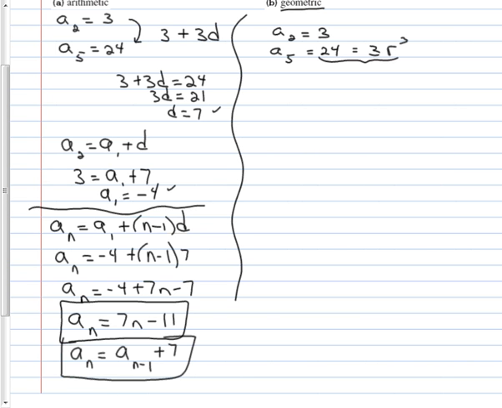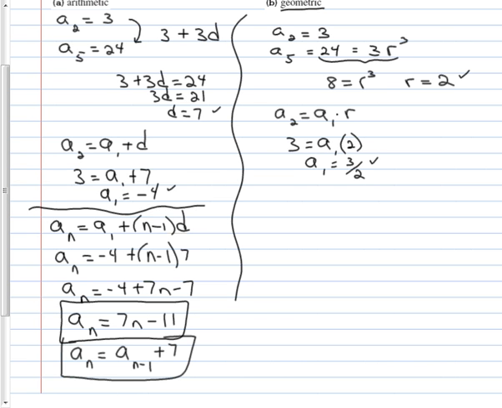So if I solve that, then 8 equals r cubed, and r must be 2, the cube root of 8. My common ratio must be 2. I'm going to use the same idea to get back to my first term. My second term would be the first term times the common ratio. So if my second term is 3, it's my first term times 2. So what was my first term? 3 over 2 was my first term. If I multiply that times 2, what do I get?